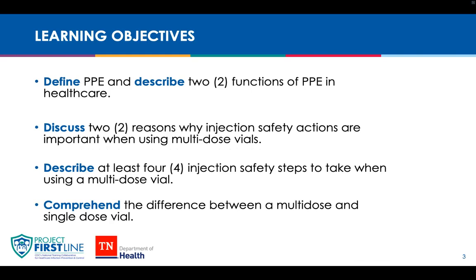Here is what we expect to learn today. By the end of today's training, you will be able to define personal protective equipment, or PPE, and describe two functions of PPE in healthcare. Discuss two reasons why injection safety actions are important when using multi-dose vials. Describe at least 4 injection safety steps to take when using a multi-dose vial, and comprehend the difference between a multi-dose and a single-dose vial.